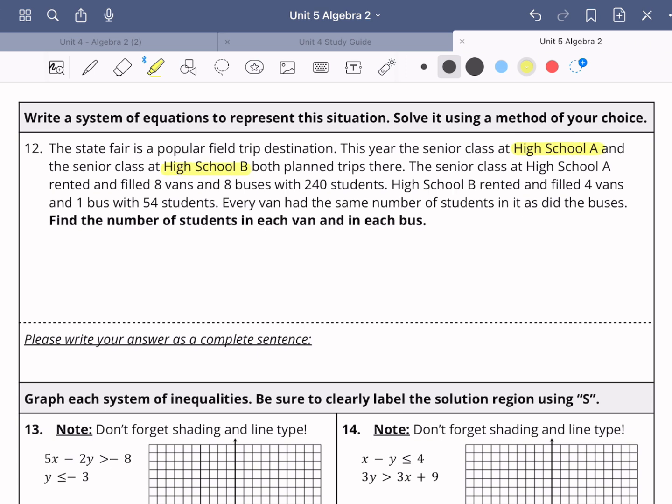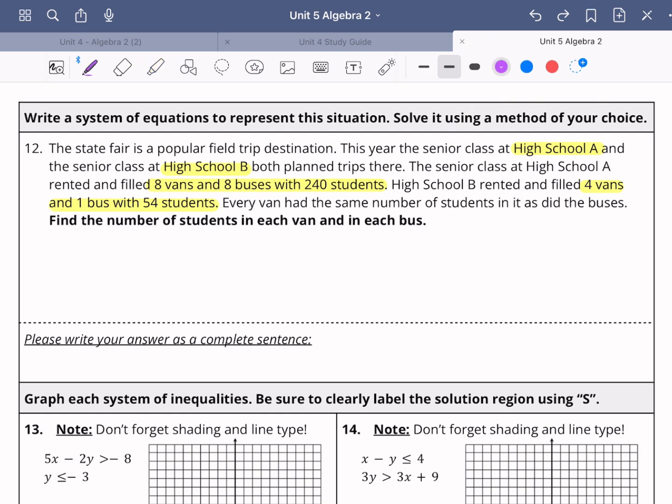We have one scenario where they filled 8 vans, 8 buses, and we know the total, but we don't know how many students are in each. And then high school B had 4 vans and 1 bus with 54 students. The reason we can do a system is because the vans for both schools had the same number of students in it, and so did the buses.